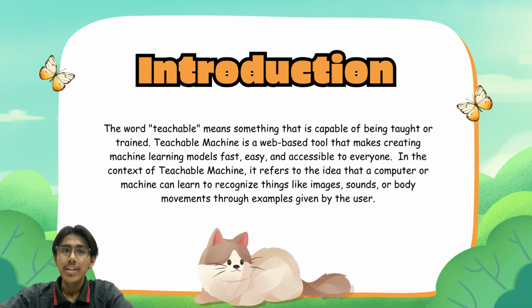For introduction, Teachable Machine is a web tool that lets anyone easily train a computer to recognize images, sounds, or even a movement using examples. Just like how a person learns by observing and practicing, the machine is teachable because it can be trained using data we provide. This concept helps us understand how artificial intelligence works by learning from patterns and making predictions based on what it has learned.